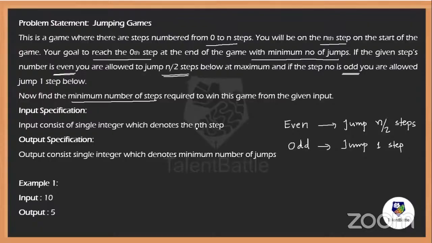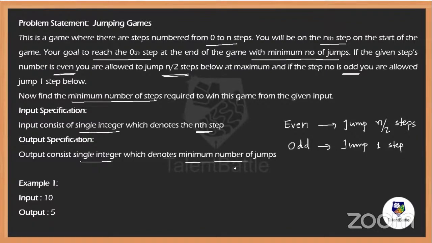Important points we have noticed, based on that, what is the condition they have mentioned? Everything will be mentioned in the problem statement. If you analyze it properly, you will get that idea. Apart from that, what are the input and output specifications? Because we have to strictly follow them. Input consists of a single integer which will denote the nth step. The nth step is already given to us and we are standing on the nth step at the start of the game. Output specification is again a single integer which will denote the minimum number of jumps.